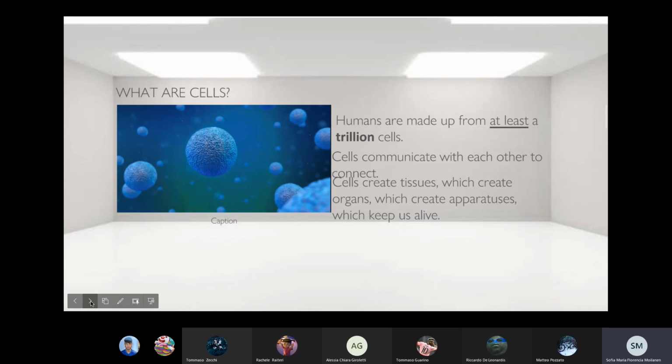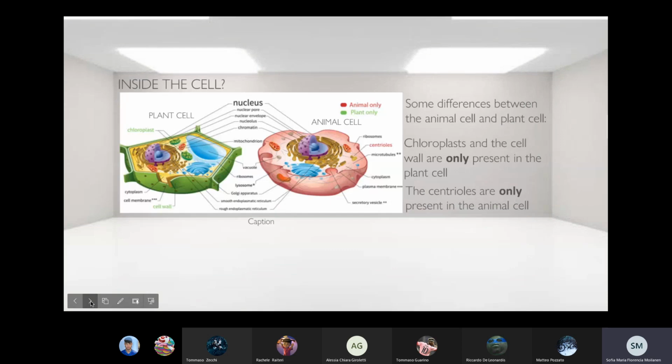So cells are the smallest thing in our human body, but they are also present in animals and plants and in every single thing. And we humans are made up of at least 1 trillion cells, which is a lot. And cells communicate with each other to connect and give each other information. Cells also create tissues, which create organs, which create apparatuses or systems, and these keep us alive.